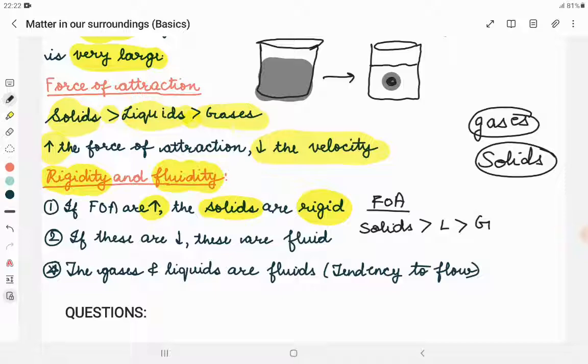Now second, if the forces of attraction are less, then these are fluids, which have the tendency to flow. Liquids and gases, both of them are fluids. Not only liquids but gases are also fluids, which shows that they can flow. We have already seen this example of gases in the bromine gas experiment.